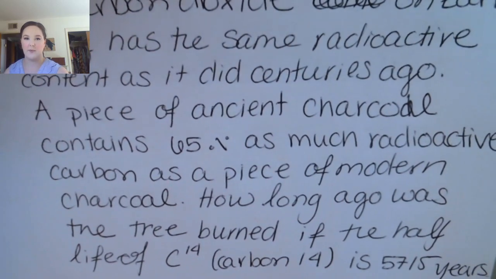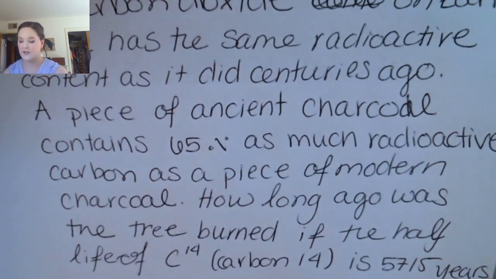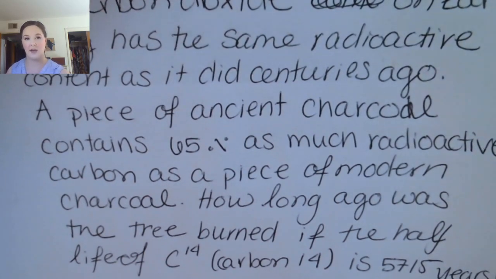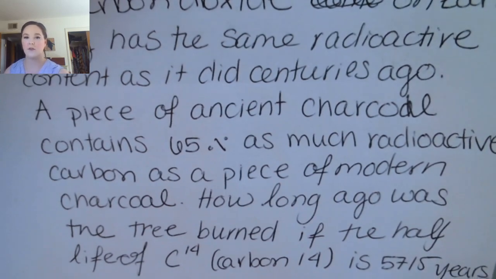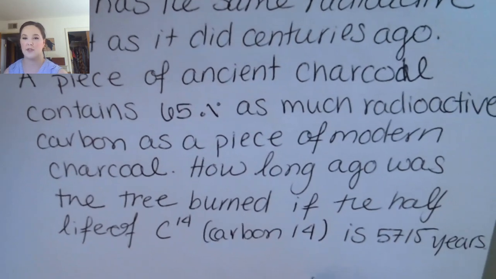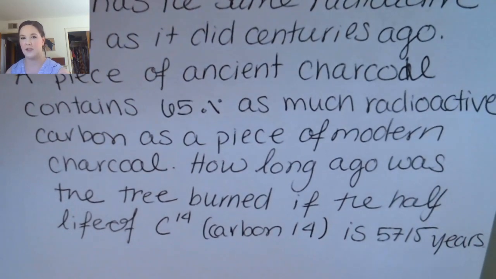So we can say a piece of ancient charcoal contains 65% as much radioactive carbon as a piece of modern charcoal, right? So that means some of it has decayed away over time. How long ago was the tree burned or turned into charcoal if the half-life of carbon-14 is 5,715 years?